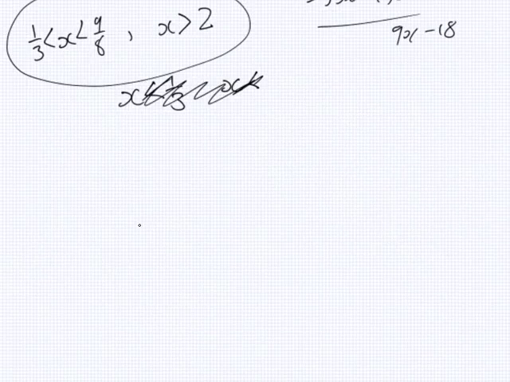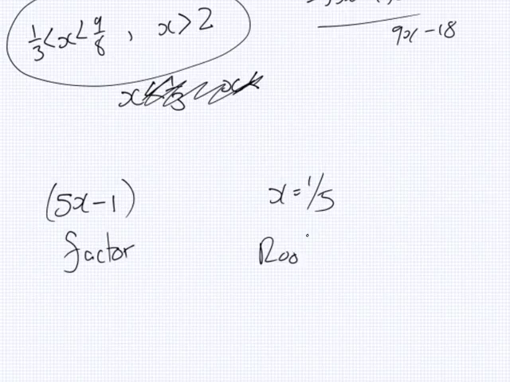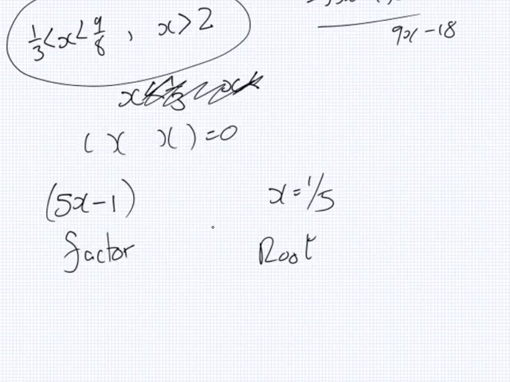So give me an example and I'll do it here. 5x minus 1. So if that's a factor, then it means x equals a fifth is a root. To change a factor into a root, you just make this equal to 0. That's all. I just wanted some practice of changing between the two. Nothing major. Okay, good. So that's 2 questions now, so what's next then?